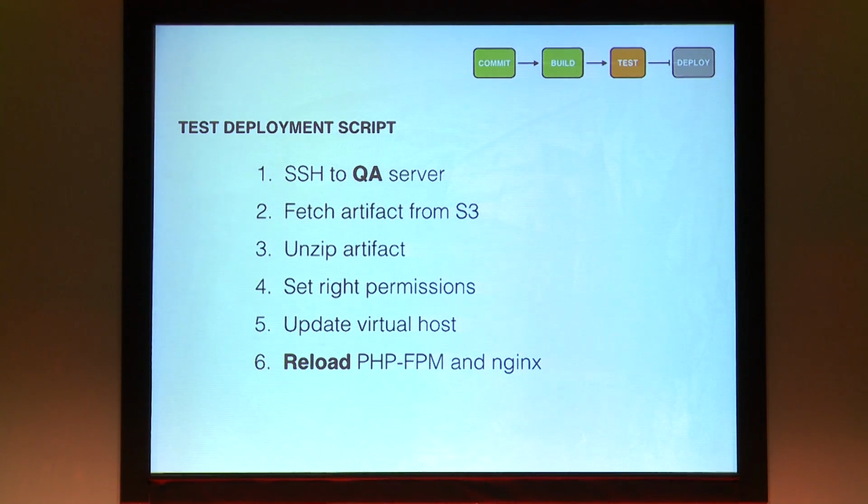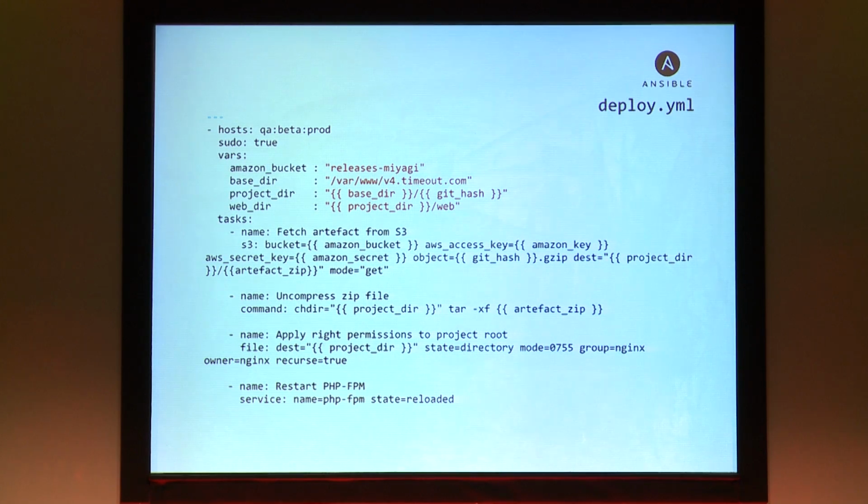That's it. So we were using, as I said before, Ansible to do so. And Ansible looks something like this. Everything in Ansible is pretty much a YAML file. And again, you can see that you have the tasks here, and then you have a name and a thing that you are going to be doing. So you can see that here is where we are fetching the artifact from S3, and here we are going to uncompress it, apply the right permissions and restart. This is a real file. This is not an example one. Really, really simple.